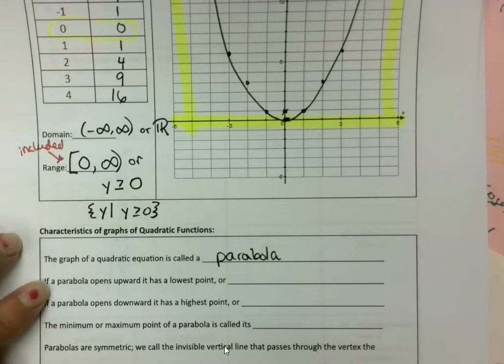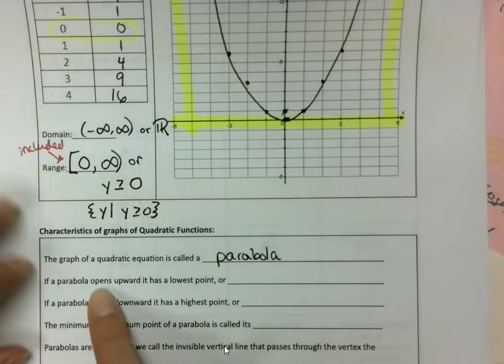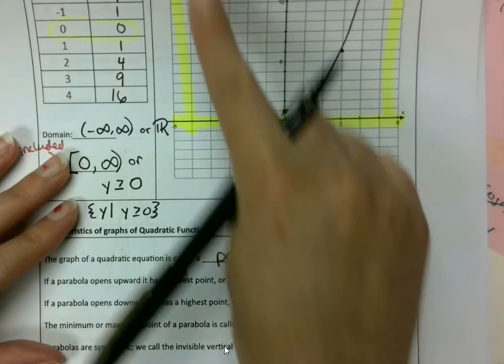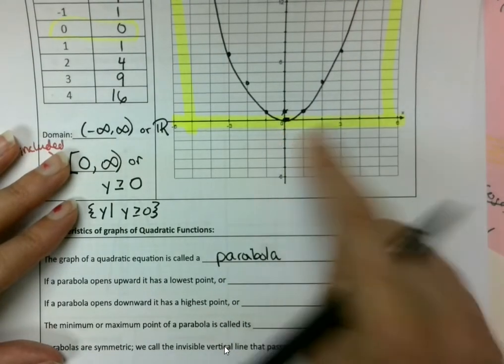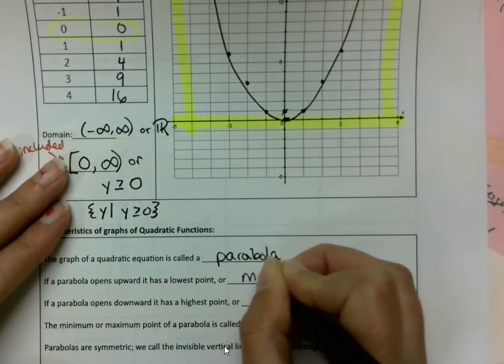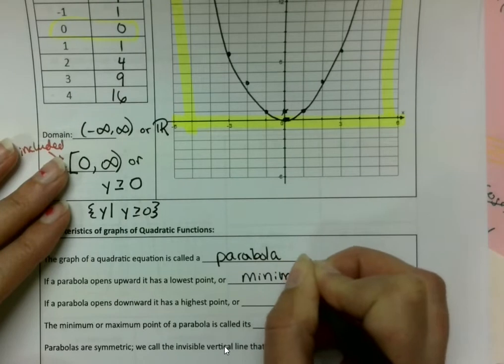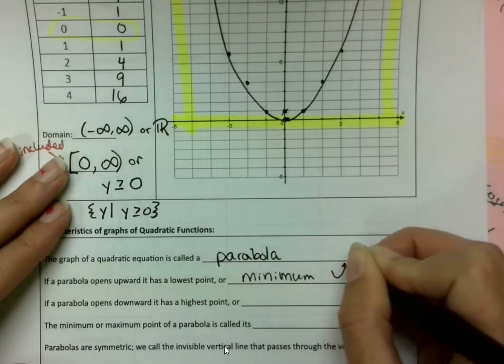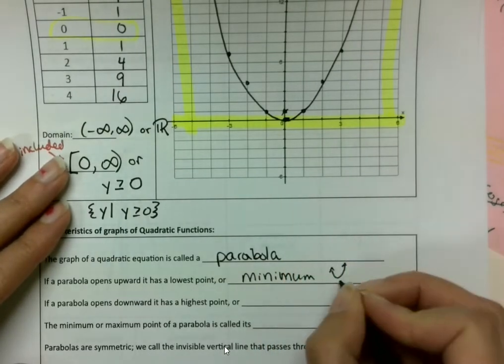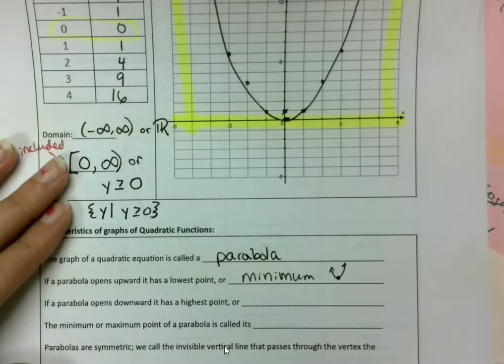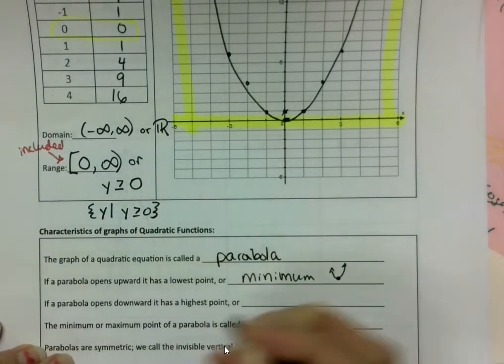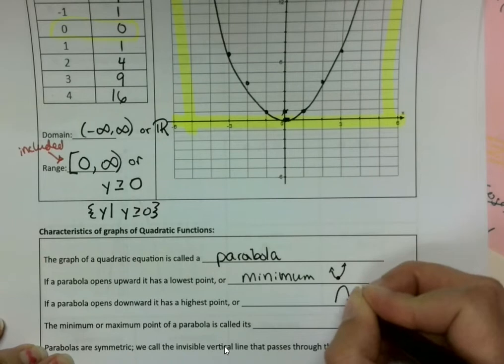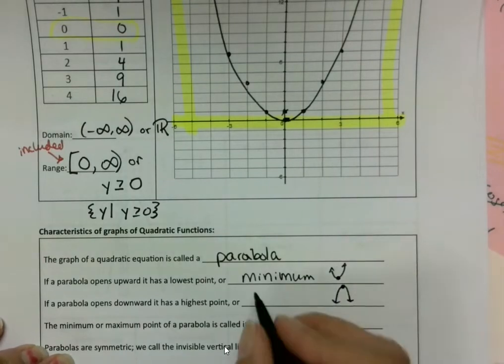We see that word again down here. If a parabola opens upward, like this one does, then it has a lowest point, or minimum. So that's that U shape opening upward. You have your lowest point or minimum. Or if your parabola opens downward, you'll have a highest point or maximum.